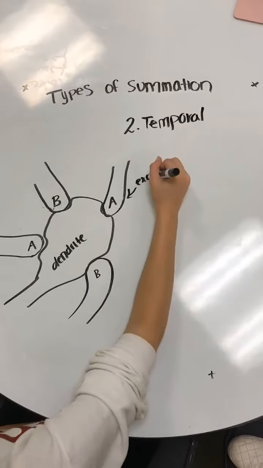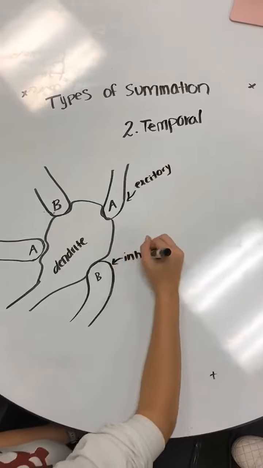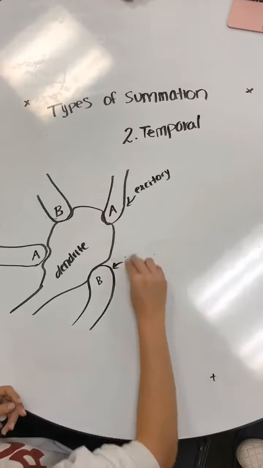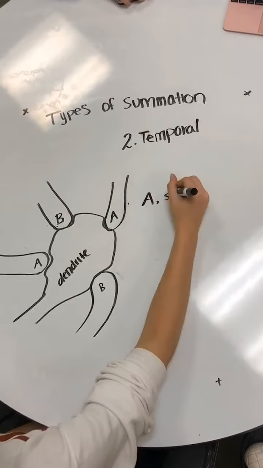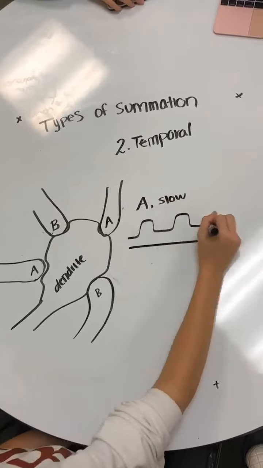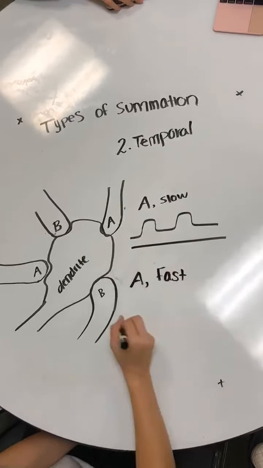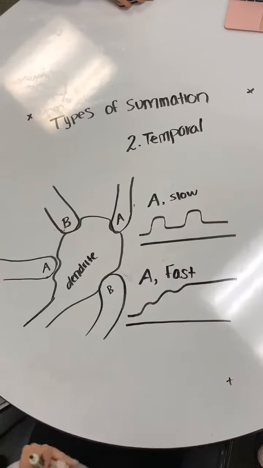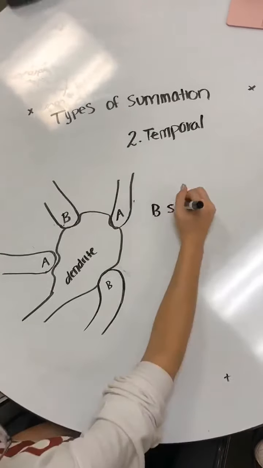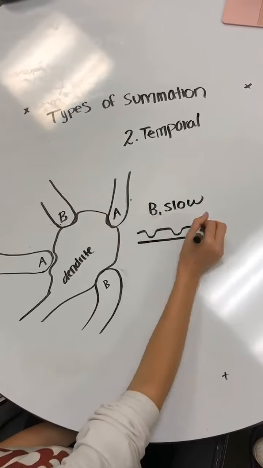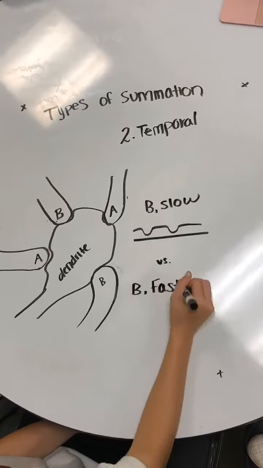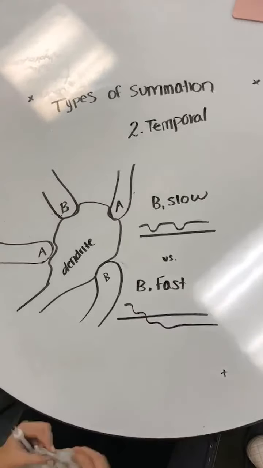Next, we describe temporal. This is when we have excitatory and inhibitory acting together over time. When A fires slowly, you will not produce a large enough response, but when it fires quickly, you will produce a large enough action potential. When B fires slowly, you will not have a fast enough inhibitory response, but when it fires quickly, you will.